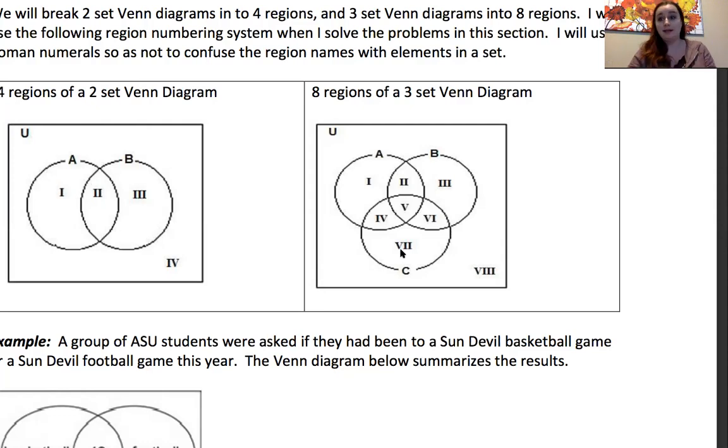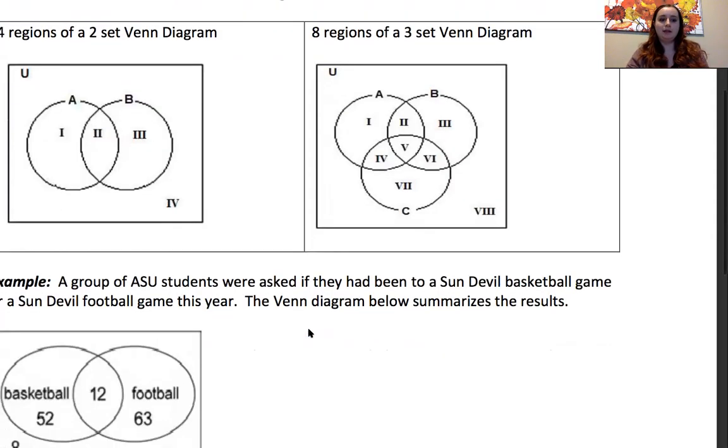Now, the overlaps is when it gets a little bit more tricky. Look at region 2. Region 2 is overlapping between A and B. So those people there are in both of those groups. Now we're going to see an example and we're going to talk about how this can get confusing.